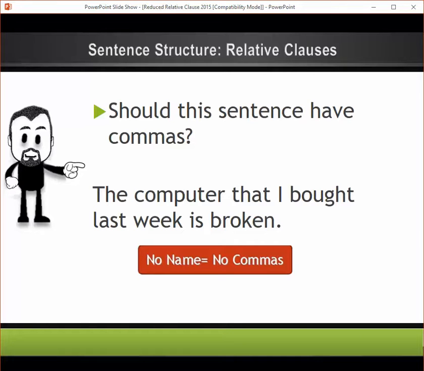Okay, so the answer is, this is correct, isn't it? Because there is no name, the computer. Which computer? The computer that I bought last week. So this is no name, and therefore no comma. So this is correct.